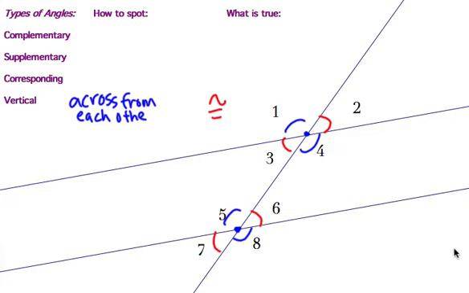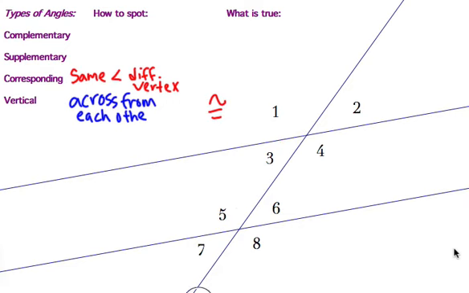Corresponding angles are the same angle, different vertex, okay? So if we're going to do corresponding angles, we'd have 2 and 6, or 1 and 5, or 4 and 8, or 3 and 7. And again, what's true about them is they're congruent, okay?